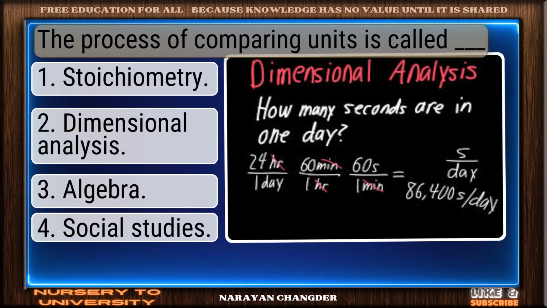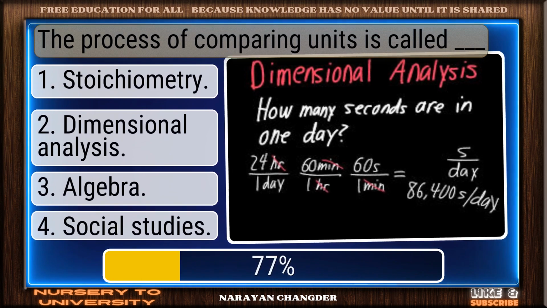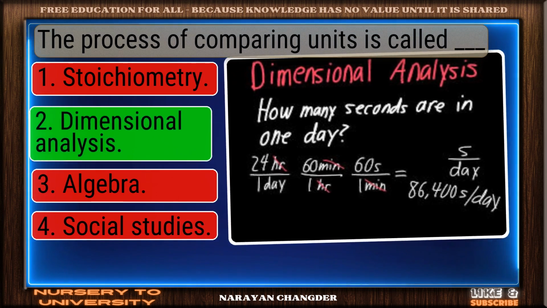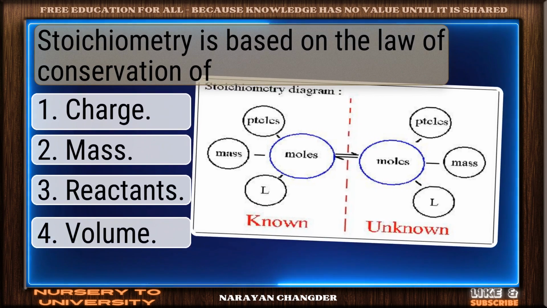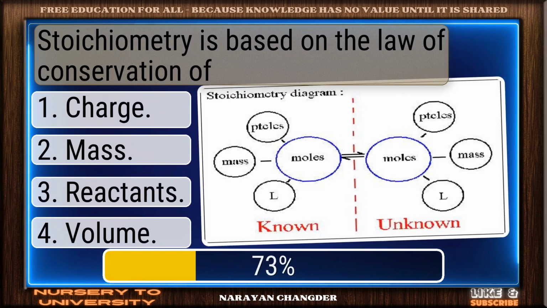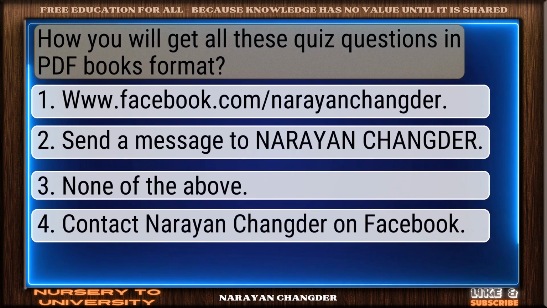Good job. The process of comparing units is called dash. Correct response, dimensional analysis. Stoichiometry is based on the law of conservation of... Smart thinking, mass.